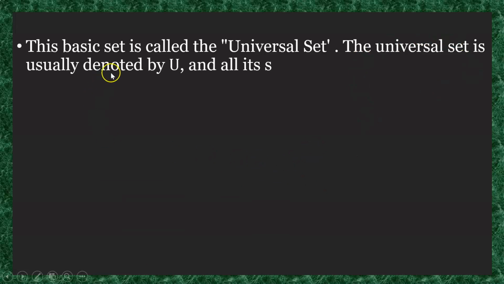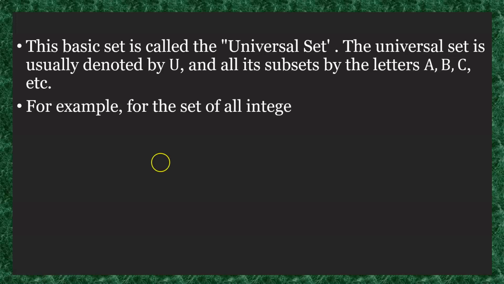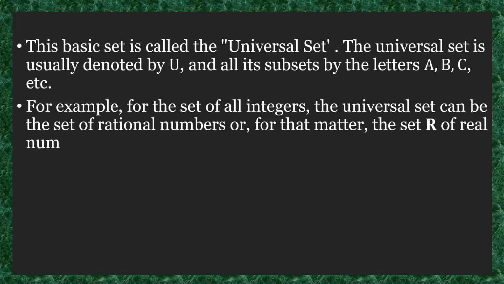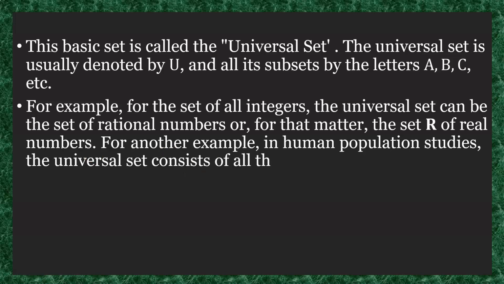The universal set is usually denoted by capital U and its subsets by the letters A, B, C, etc. For example, for the set of all integers, the universal set can be the set of rational numbers, or for that matter, the set of real numbers, capital R. For another example, in human population studies, the universal set consists of all the people in the world.